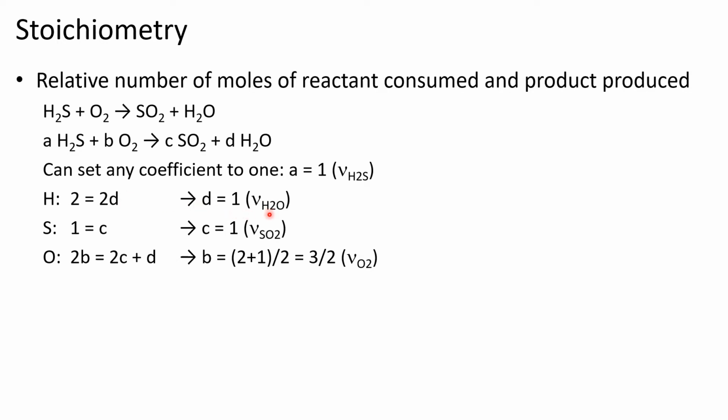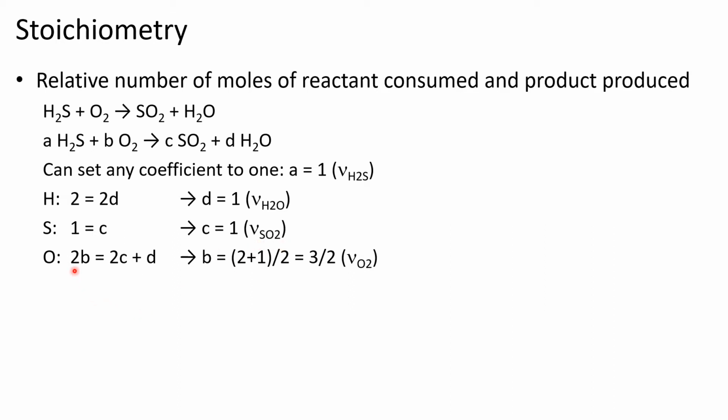This is the stoichiometric coefficient for water. If we do the same thing for sulfur, there's 1 sulfur atom in hydrogen sulfide. We multiply that by the stoichiometric coefficient of hydrogen sulfide, which is 1. That's the number of atoms that are in the reactants. We set that equal to the atoms in the products. Sulfur is only present in SO2. There's 1 atom, and we multiply that by the coefficient C to get C on the right-hand side of the equal sign. Solving this trivial equation, we find that C is equal to 1, and that's the stoichiometric coefficient for sulfur dioxide.